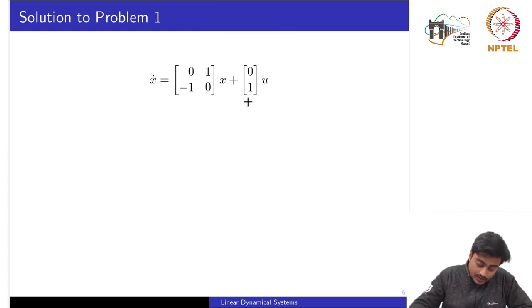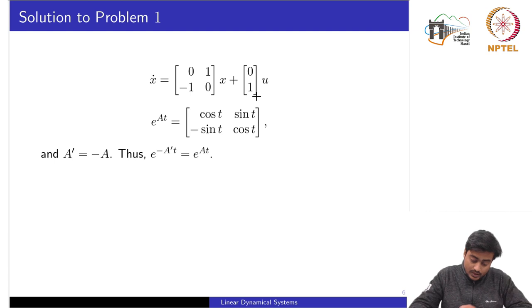Now coming on to the problem, we want to design the controller. We have this A, B matrix. So for computing the controllability Gramian, we need the exponential matrix of the A matrix. So once we compute, we get these exponential terms. And at the same time, we notice that A transpose is equal to minus of A. Thus, we can also write this one, that e to the power minus A transpose t would be equal to e to the power At.